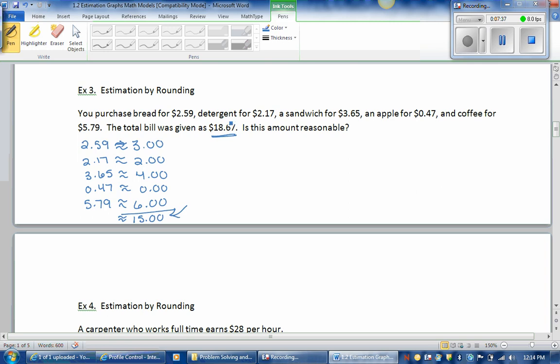If we were to actually take all these numbers and add them up, it would give us a value of 14.67. Okay, so obviously this is going to be incorrect, but that estimation is much closer to this value here than it is to what they're saying our bill is.